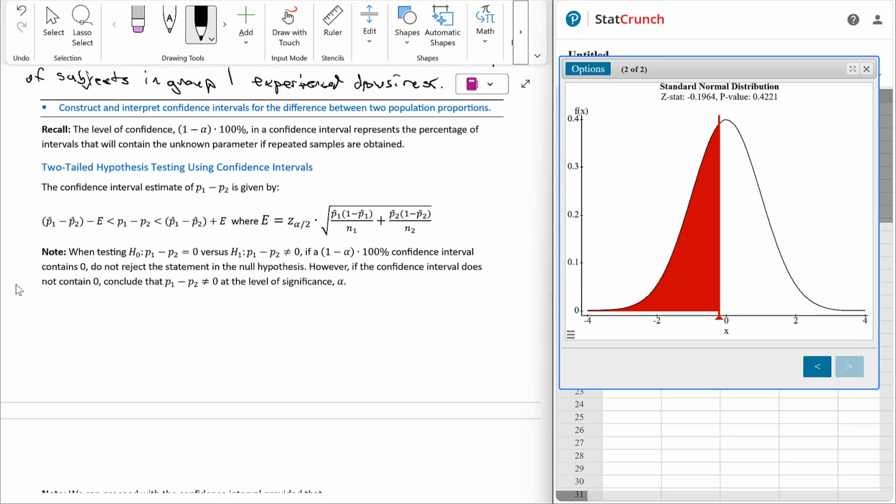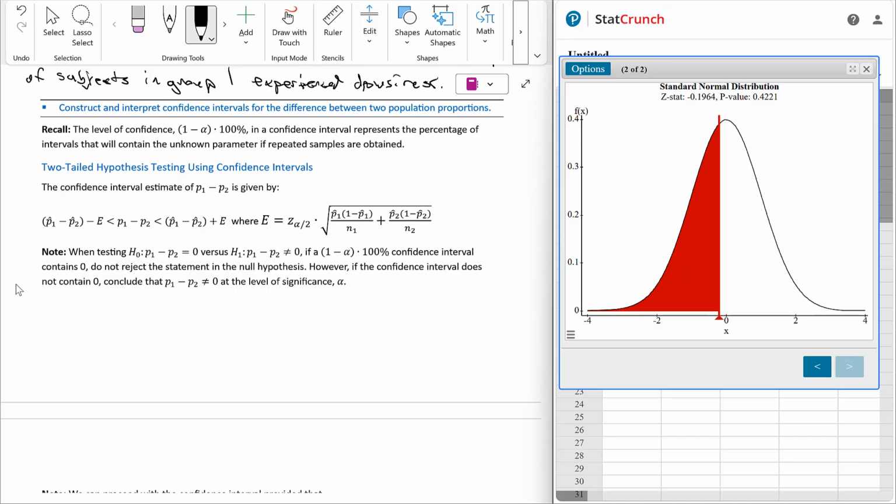And the confidence interval estimate of p sub 1 minus p sub 2 is given by p hat sub 1 minus p hat sub 2. We take that quantity and subtract the error for the lower bound, and then we take that p hat sub 1 minus p hat sub 2 quantity and add the error to get the upper bound. So we expect p sub 1 minus p sub 2, that difference between the population proportions, to fall between those two values, where E is given by our z-score times that standard error again, so z sub alpha over 2 times our square root.